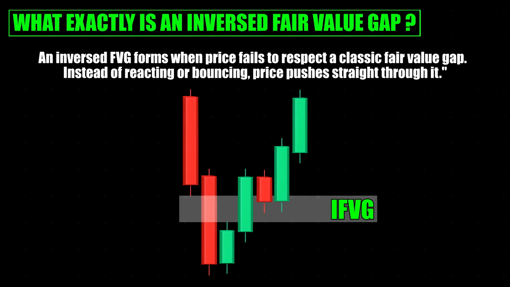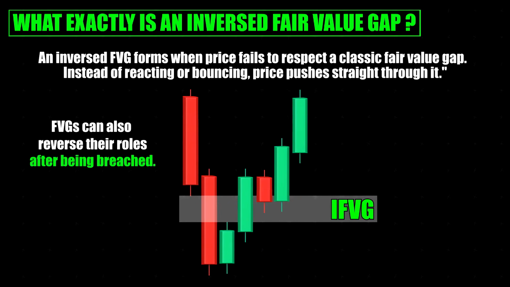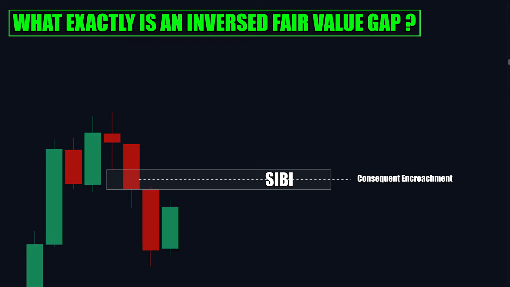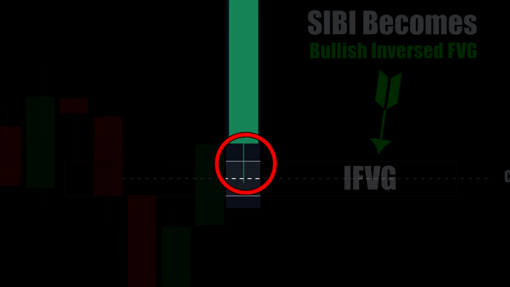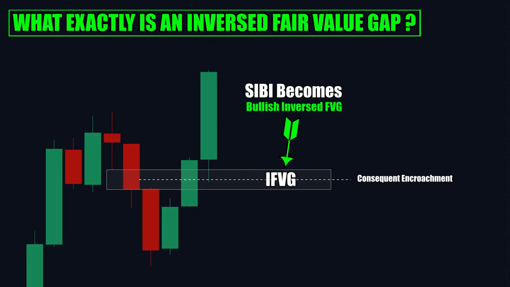Just like how a broken supply zone can become demand and vice versa, fair value gaps can also reverse their roles after being breached. For instance, suppose we had a bearish FVG created by a strong move down, but instead of reacting to it, the price bursts through with two solid bullish candles. In this case, the original bearish gap transforms into an inversed FVG, which now acts as a support zone. When the price revisits this level and respects the midpoint, consequent encroachment, it often continues higher, illustrating how the gap has flipped and is now supporting the upward move.